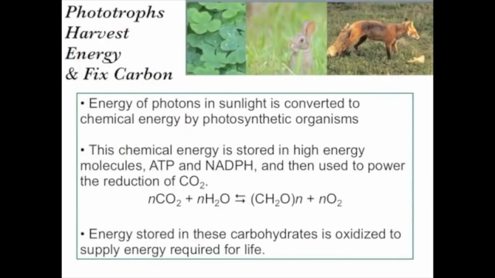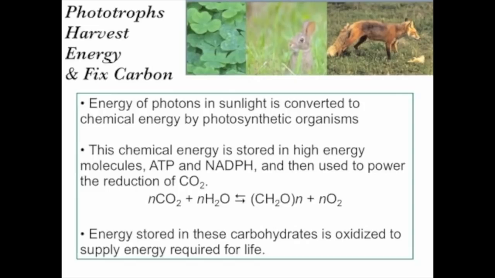So let's talk about this for a minute. The energy of photons in sunlight is converted to the chemical energy in chemical bonds by photosynthetic organisms. These are called phototrophs. They're plants and photosynthetic bacteria and archaea. This chemical energy is stored in high-energy molecules such as ATP and NADPH, and then it's used to power the reduction of carbon dioxide from the air. The reaction is shown here, where N is a multiplier.